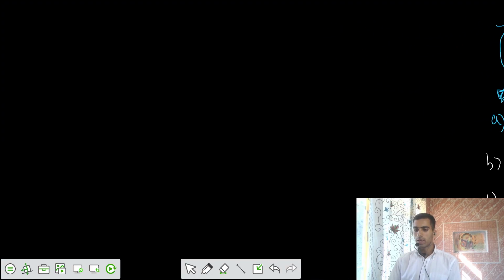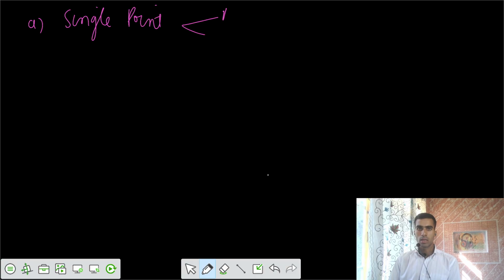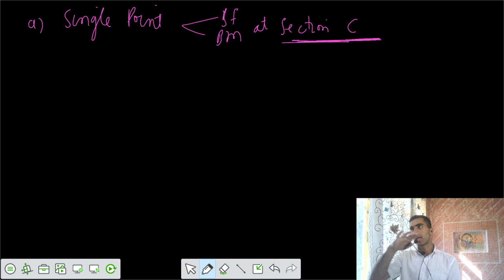So let's take the first case. So case 1 is that single point load. Because of single point load, we need to calculate maximum bending moment, maximum shear force at any particular section. Let's say at section C. You have taken that section C. I want to say because of that particular load is moving, we want to say what is the maximum shear force and what's the maximum bending moment we can have along the beam.